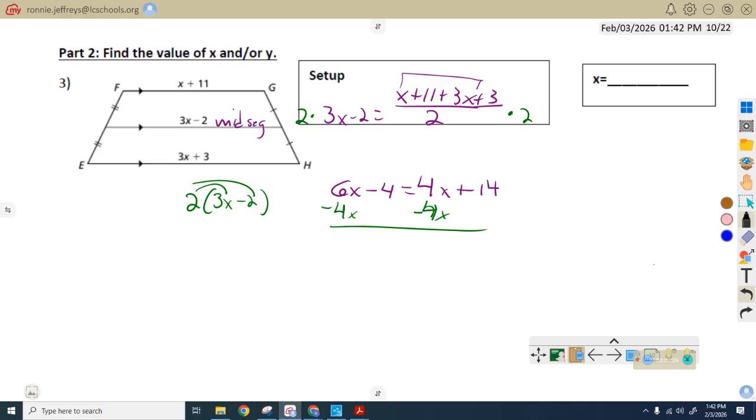So minus 4x. So this would be 2x, and then add 4 equals 18. All right, so x would be 9. Okay. Are we good with number 3? Yes, sir.